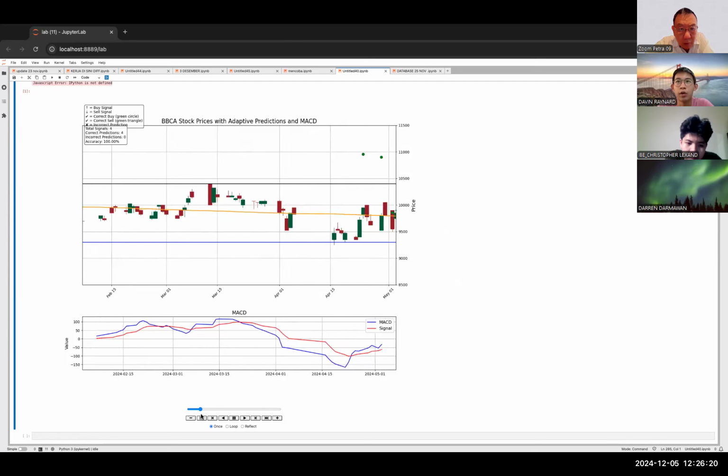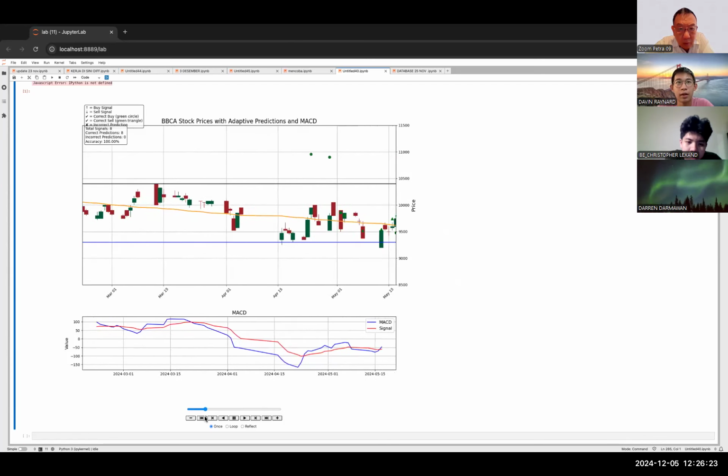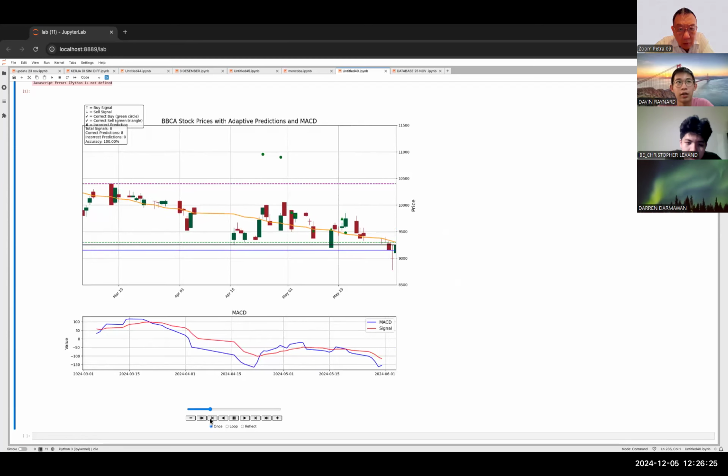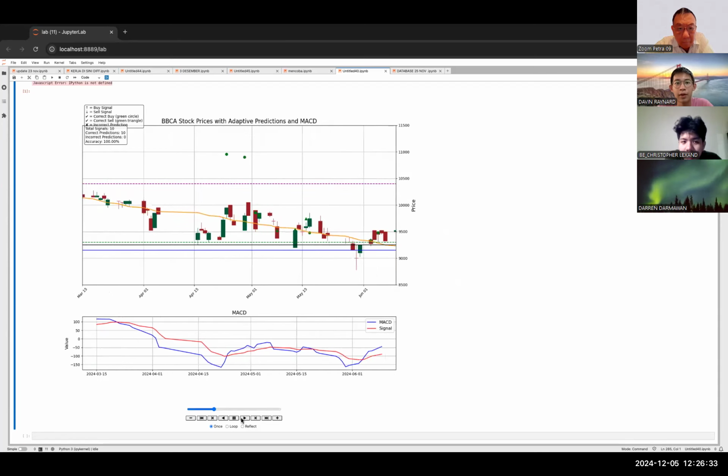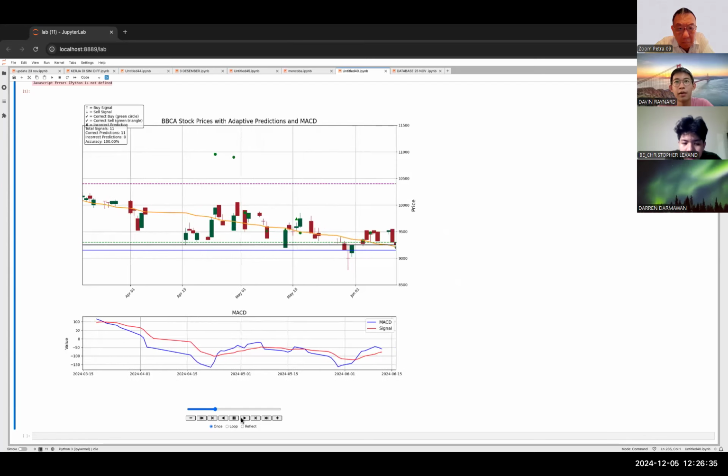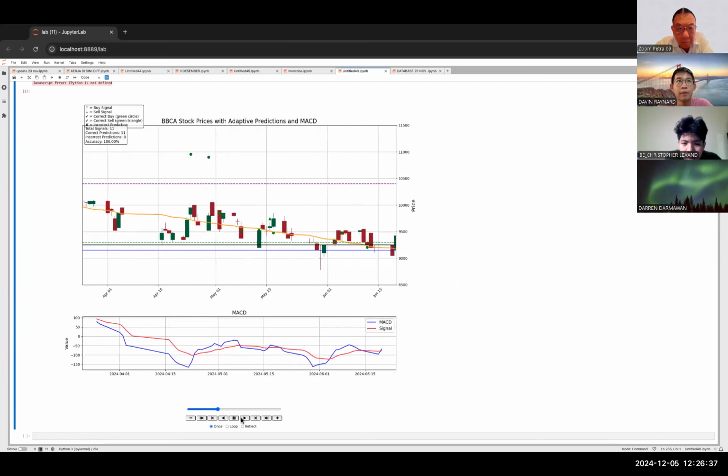The yellow one is the trend line. We use the robust regression concept.